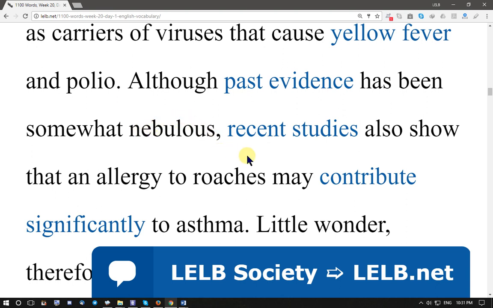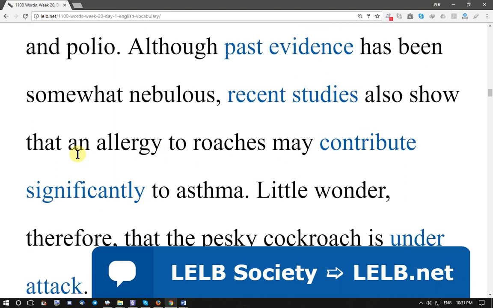So recent studies in contrast show or prove that an allergy or hypersensitivity to roaches may contribute significantly, may importantly have an effect on asthma, another serious disease affecting your respiration.